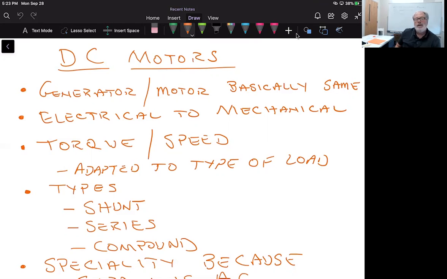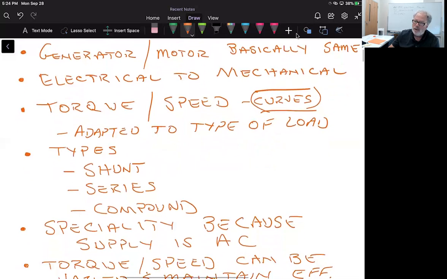And what we'll see as we go through these specific machines is we'll look at characteristic torque speed curves, okay? Each of the AC and DC motors will have a characteristic curve that is typical of that particular motor. And what we want to be able to do is to match that to applications. That's where our usefulness comes in on this.